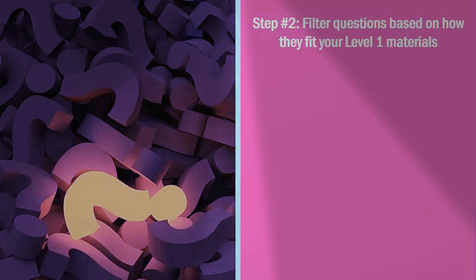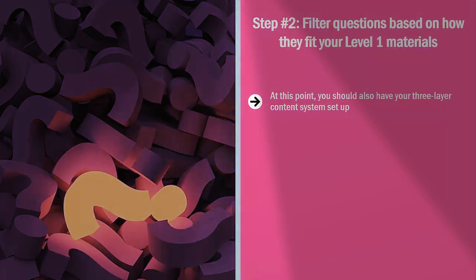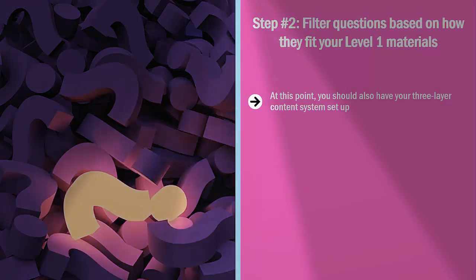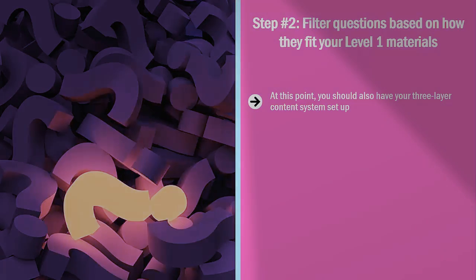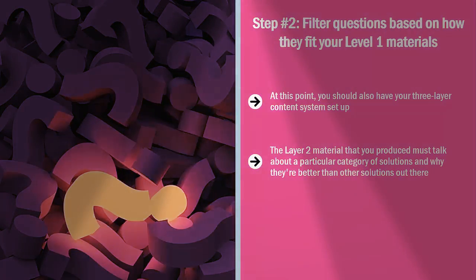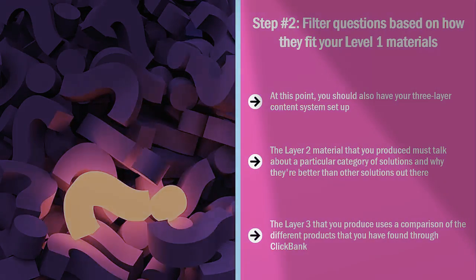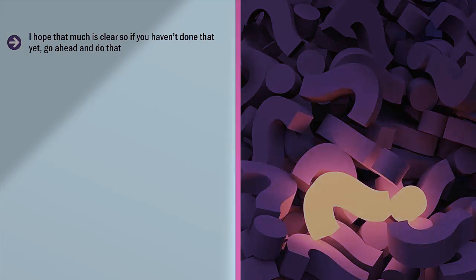Step number 2. Filter questions based on how they fit your level 1 materials. At this point, you should also have your 3-layer content system set up. The first layer is a blog post that informs the reader regarding the problems that they have and the range of solutions, as well as a common sense guide on what to do and what not to do. The layer 2 material that you produce must talk about a particular category of solutions and why they're better than other solutions out there. The layer 3 that you produce uses a comparison of the different products that you have found through ClickBank. I hope that much is clear, so if you haven't done that yet, go ahead and do that.